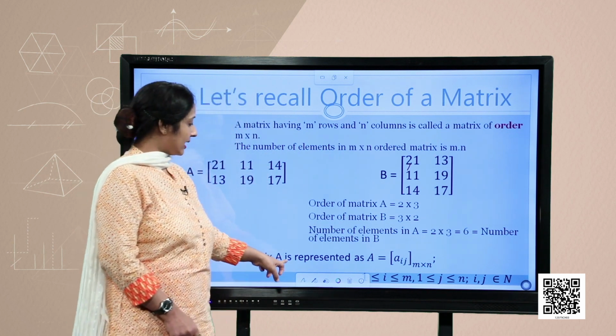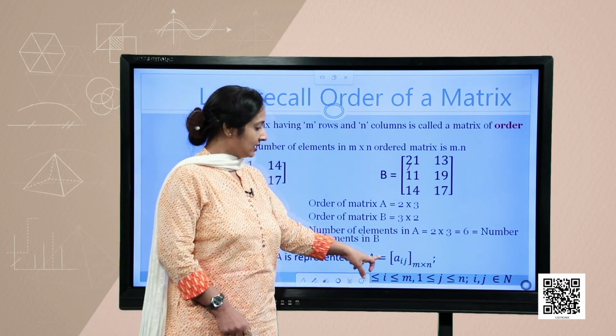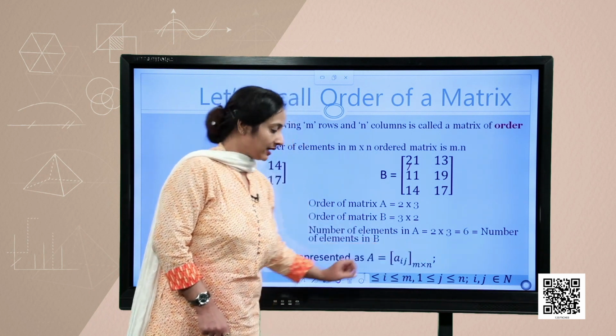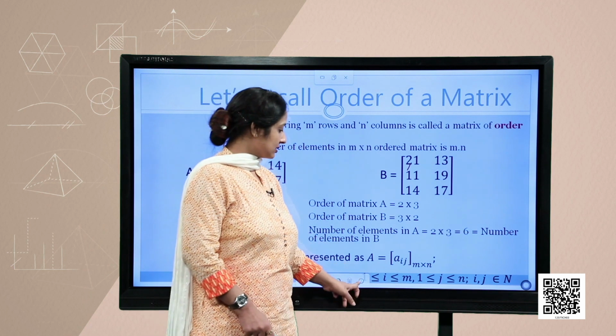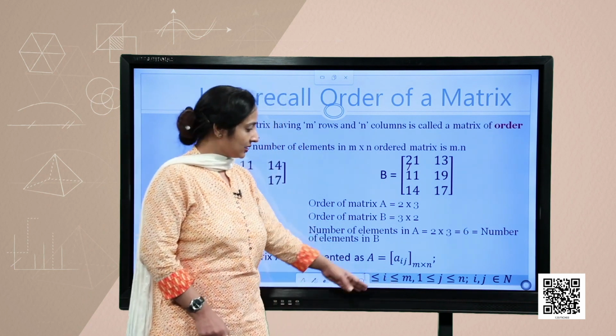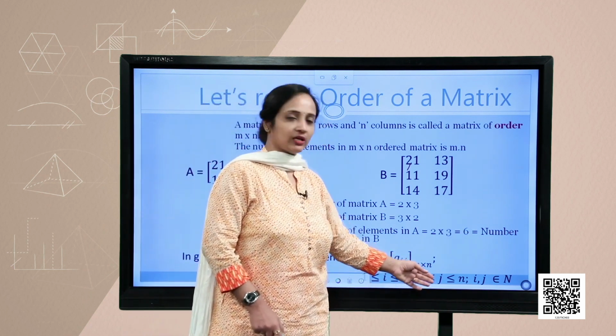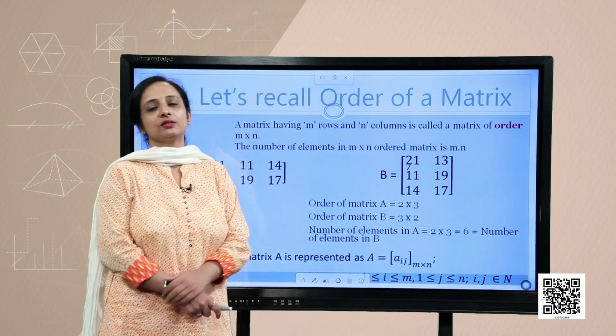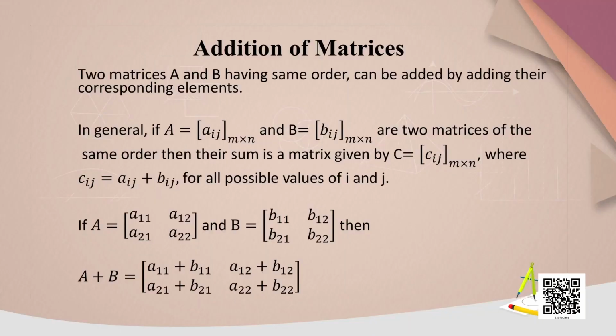In general, you can write matrix A as A is equal to [aij] of order m by n, where i is in between 1 and m both included. Similarly, j is in between 1 and n both included, where i and j both belong to the set of natural numbers. So, two matrices A and B having the same order can be added by adding their corresponding elements.